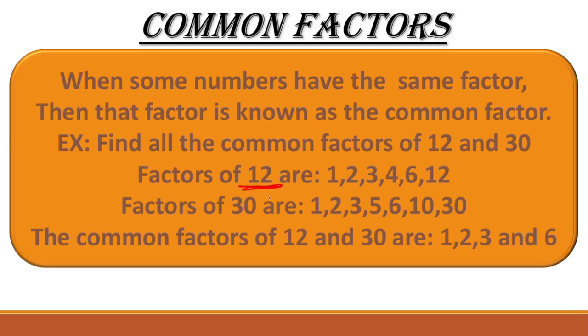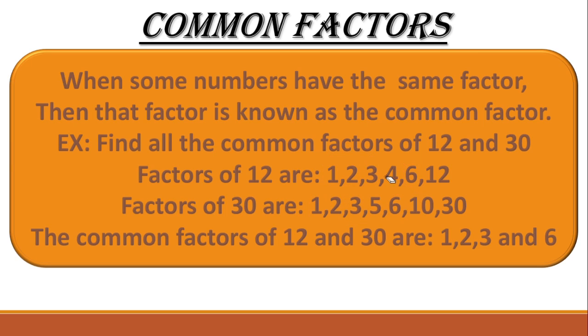So we have factors of 12 and 30. Factors of 12 are 1, 2, 3, 4, 6 and 12. And factors of 30 are 1, 2, 3, 5, 6, 10 and 30. So these are the factors of 30. Now let's see what is common. Now here 1 is common, and 2 is common and 3 is common, right, and 6 is common.